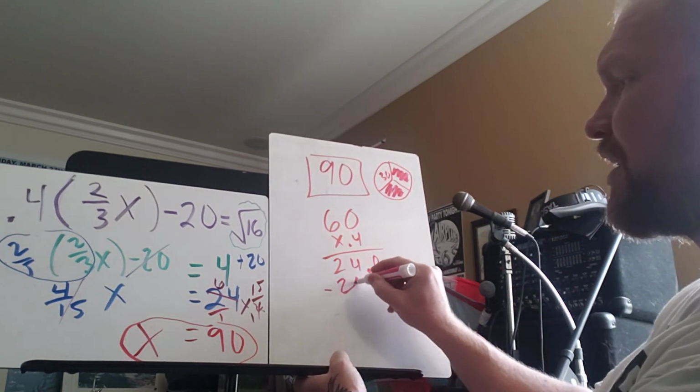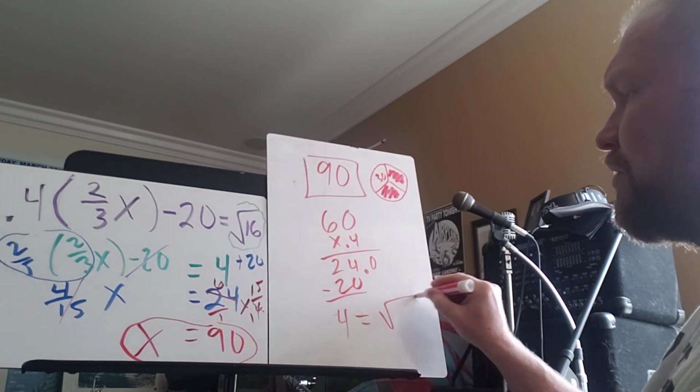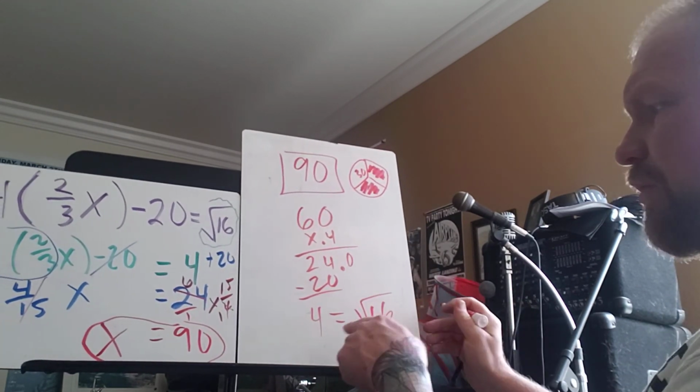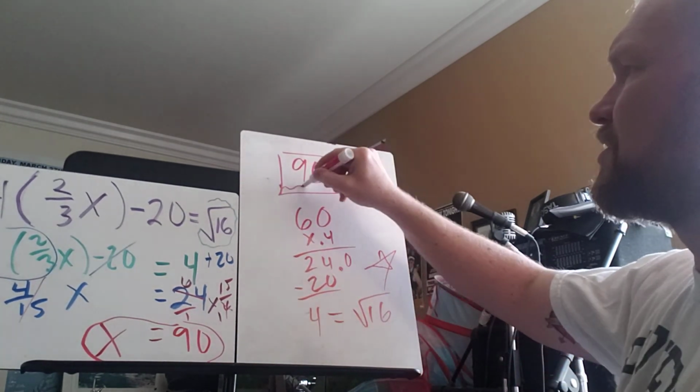But remember, it said 20 less than that. So if you want 20 less than that, you have to take away 20. Now it's 4. And then it said it is the square root of 16. So 4 is the square root of 16, proving that we did get it right. 90 is the mystery number.